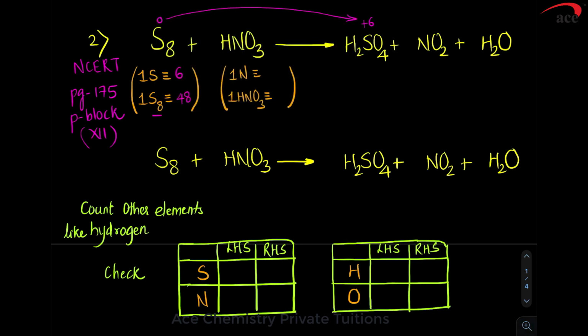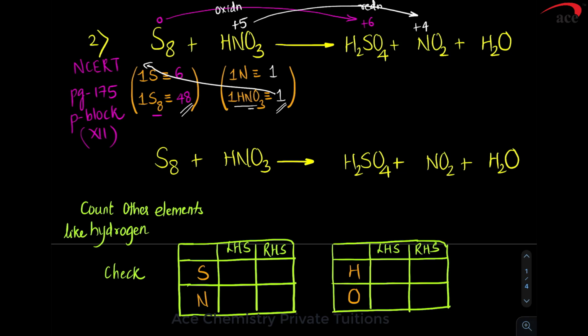Similarly, if you check for nitric acid, nitrogen is plus 5. Here nitrogen is plus 4. So, it is going from plus 5 to plus 4. It is undergoing a reduction and sulfur is undergoing oxidation. So, change is by 1. But in the reaction we are dealing with nitric acid, which contains only one nitrogen. Therefore, for nitric acid, the number of electrons exchanged is 1. Here number of electrons exchanged is 48. Here number of electrons exchanged is 1.